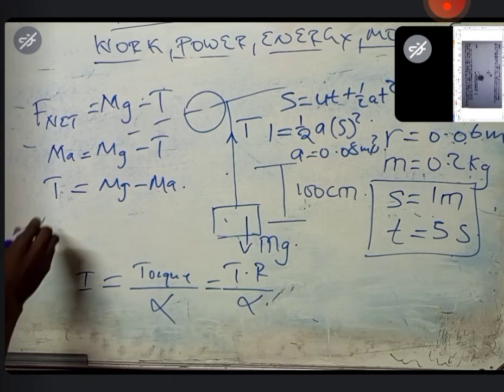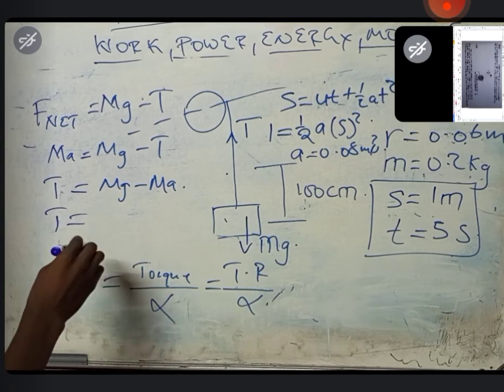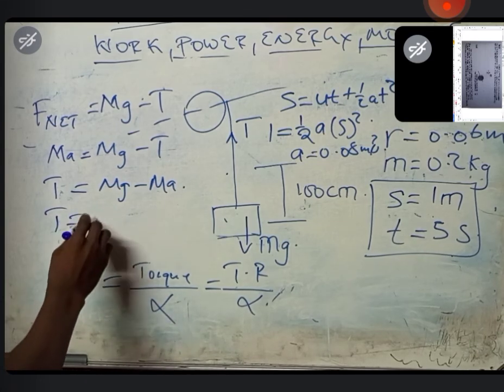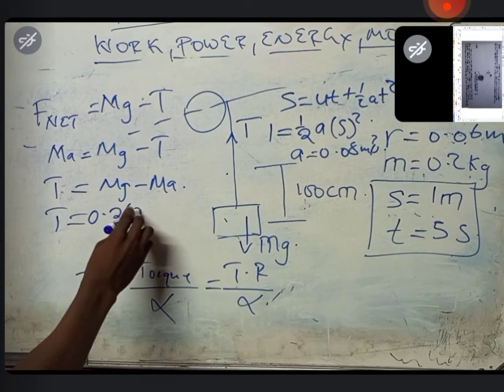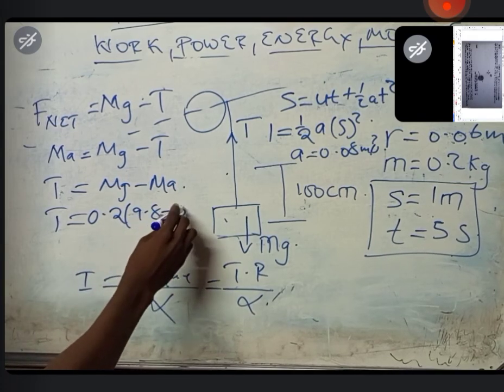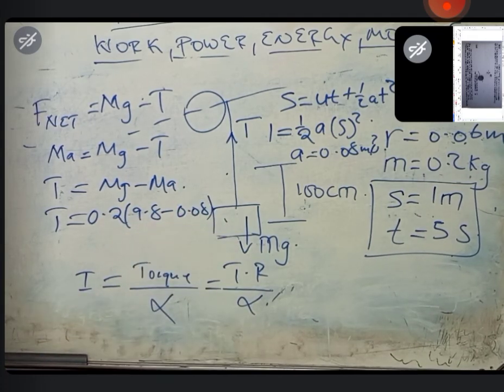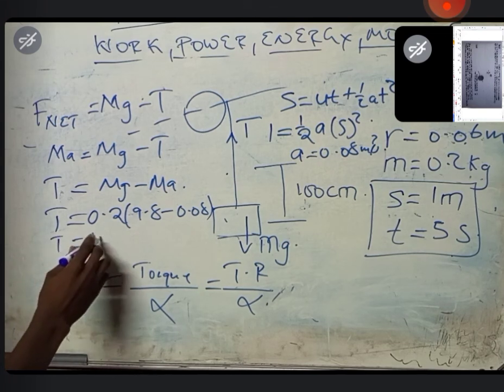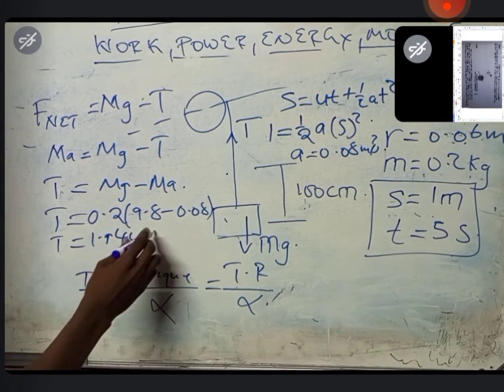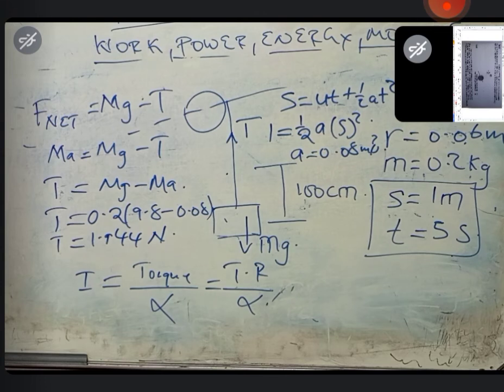From there, you're able to find the tension. You factor out the mass, 0.2. Gravity is 9.8. Acceleration is 0.08. Our tension is 1.944 newtons. Okay, so we found the tension in the cord.